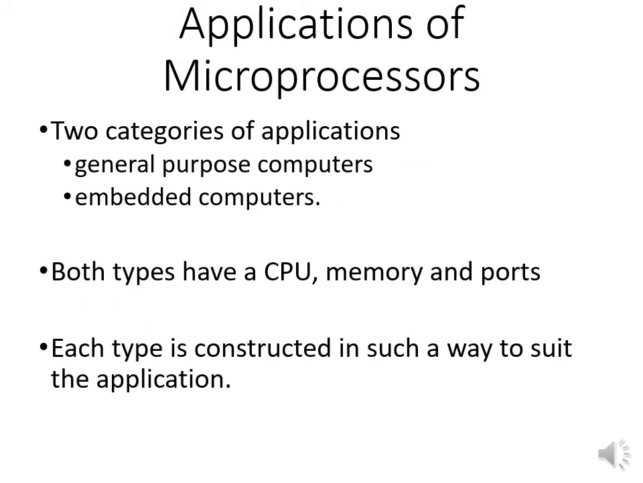From the start of microprocessors, we can realize that there are two categories of applications of microprocessors. These are in general purpose computers and in embedded computers. Both the categories are computers. Therefore, in each we have a CPU, memory, and ports. These are constructed in such a way to suit the particular application.